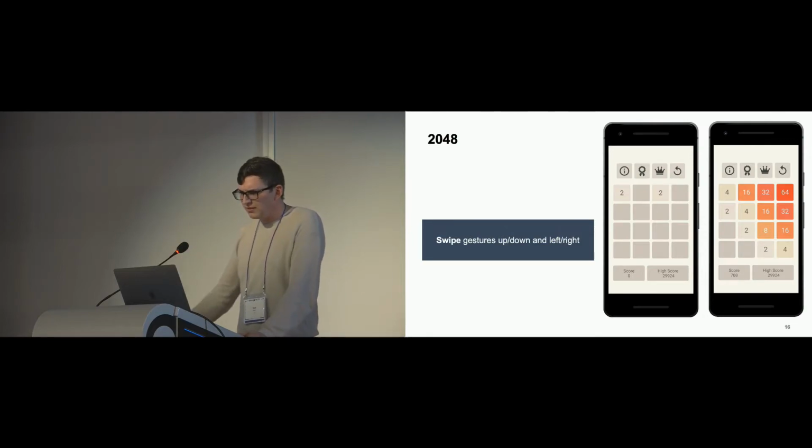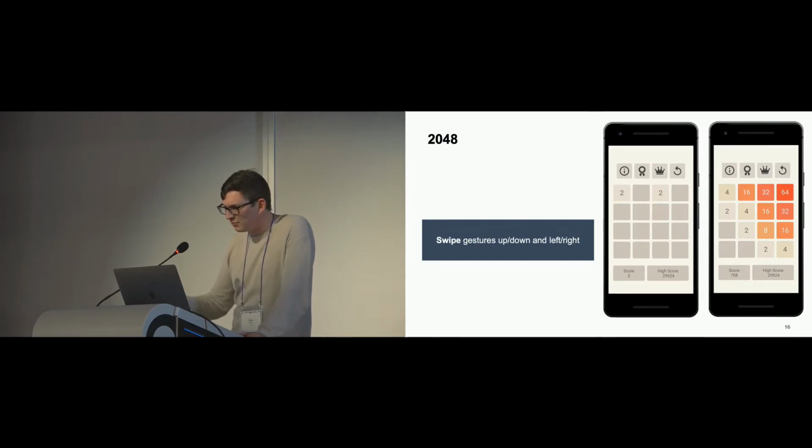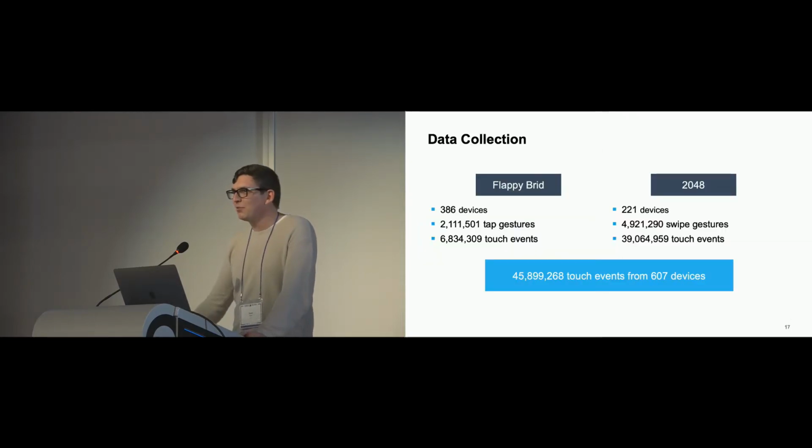So we implemented this, and I guess you most probably have heard of it and played it yourself, and there are millions of clones out in the Android market. So we published both of those apps in the market. And after publishing, there comes the nice part in running in-the-wild studies, which is waiting for users to actually produce data. For both of the games, we had roughly 300 devices online, which produced 2.1 million Flappy Bird taps and 4.9 million swipe gestures in 2048.